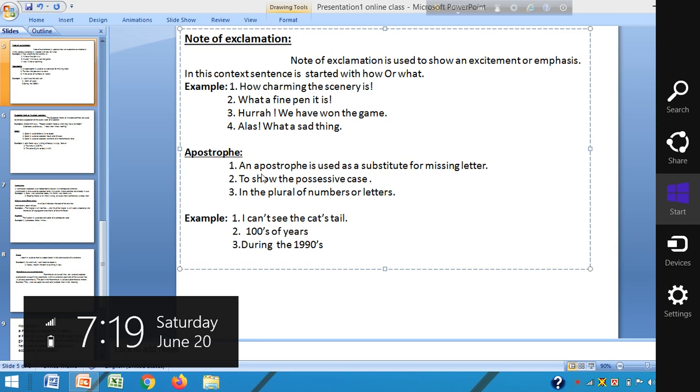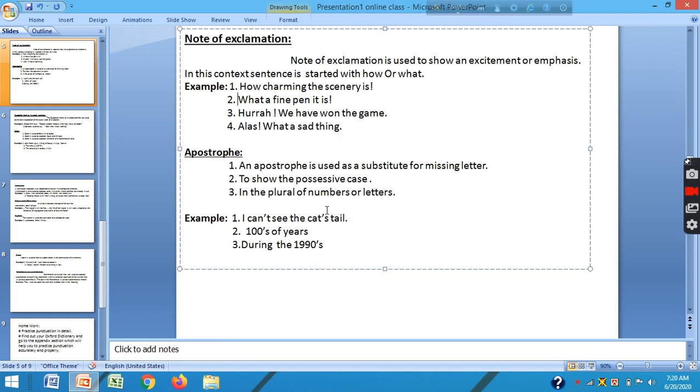An apostrophe is used as a substitute for a missing letter, to show the possessive case, and in the plural of numbers or letters. For example, I can't see the cat's tail. Follow the example, dear student. Here, I can't: the full form is I cannot. Here, cat's tail means the tail of the cat.